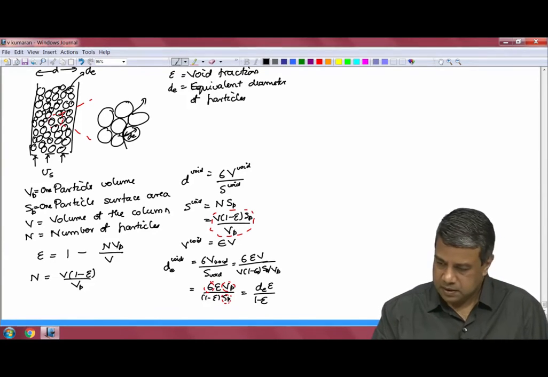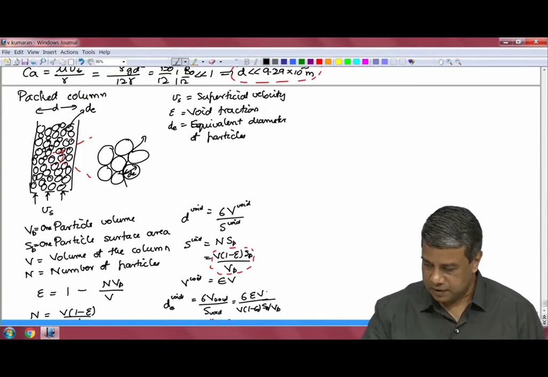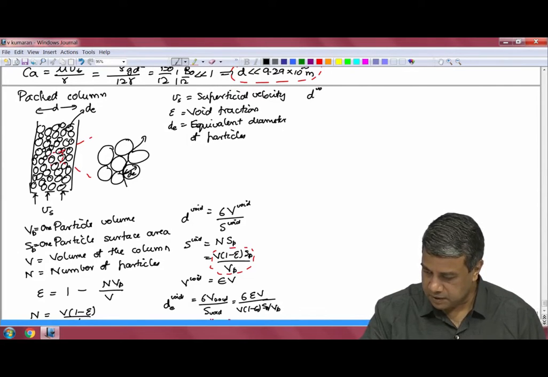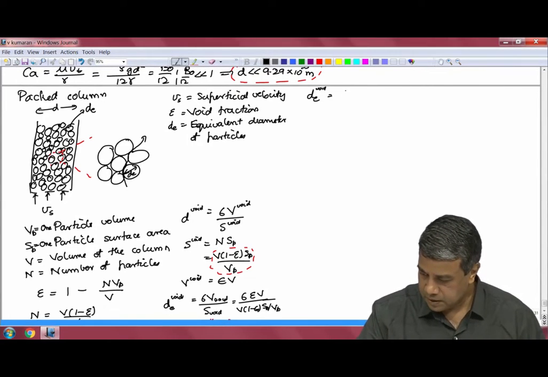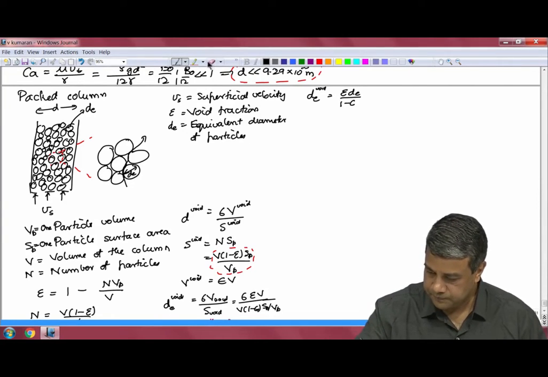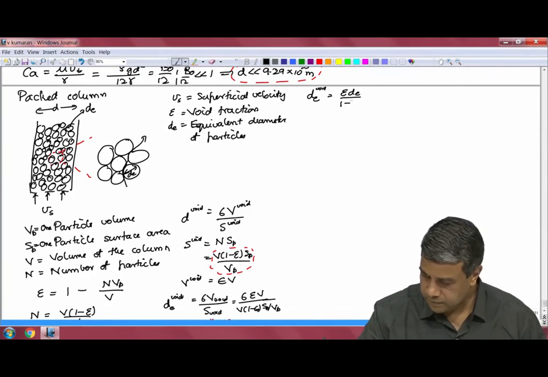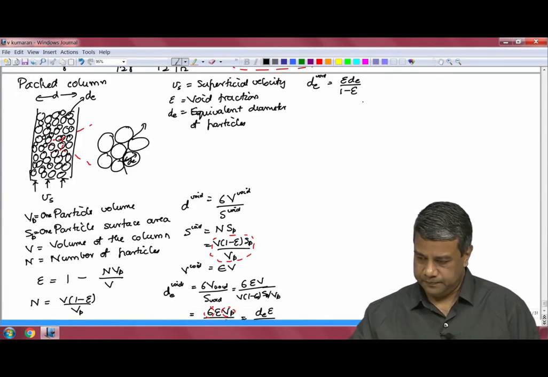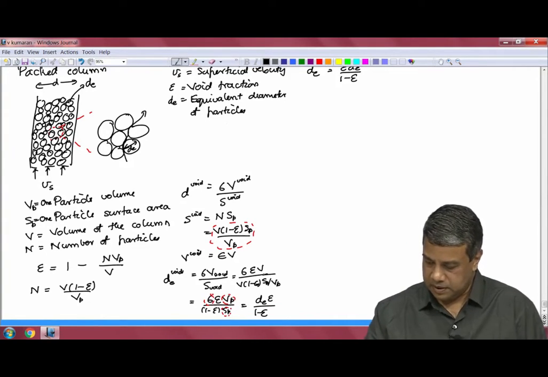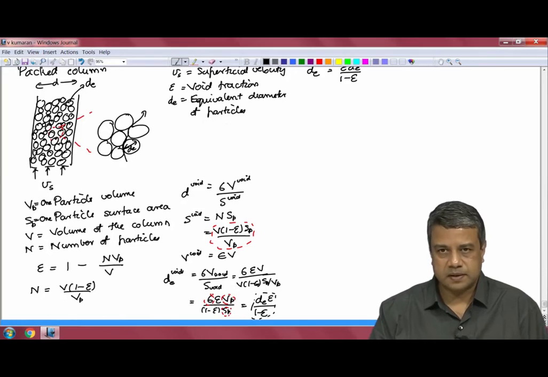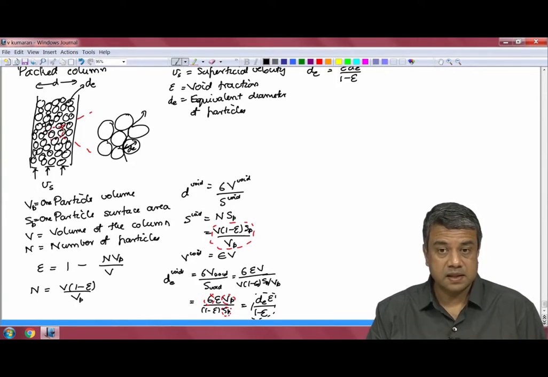Therefore, the actual length scale for the void, d void equivalent, is equal to 6 epsilon times the equivalent diameter of the particle by 1 minus epsilon, which is equal to the equivalent diameter of the particle into epsilon divided by 1 minus epsilon. So, that is the length scale for the flow through the voids.